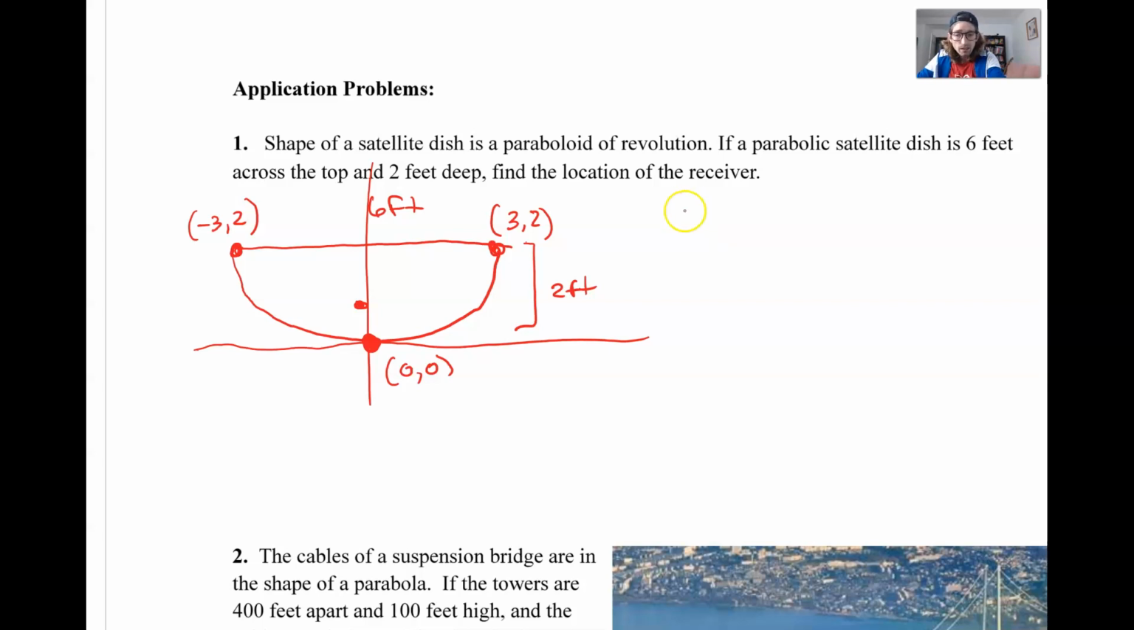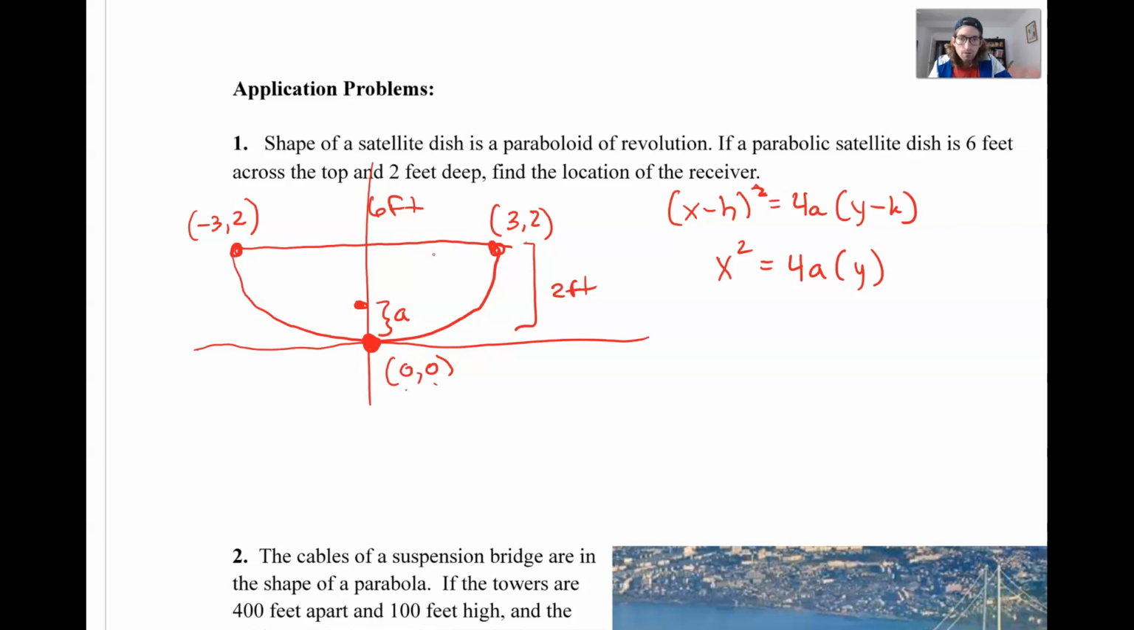So let's start with, this is a parabola facing up, so it's going to be (x minus h) squared equals 4a times (y minus k), positive 4a. Our vertex is at 0, 0, so it's x squared equals 4a times y. We don't even have to worry about the zeros. Now, how are we going to solve for a? Because the a is going to help us find where the focus is. We need that a distance to find where the receiver goes.